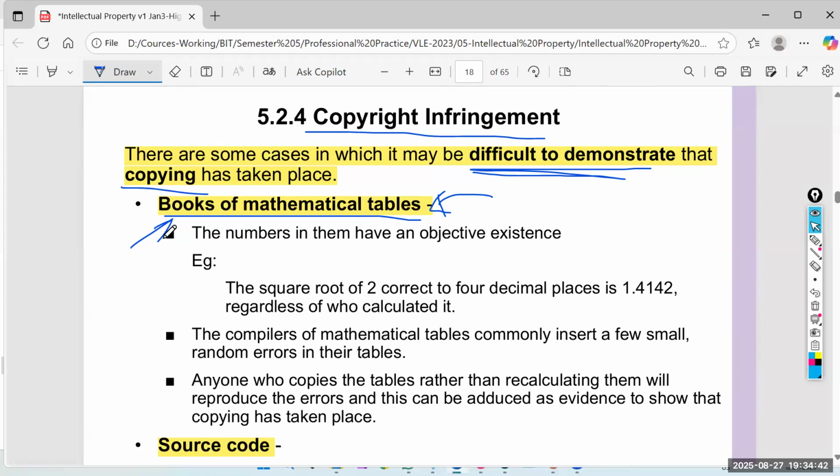Anyway, it's not directly related to IT. But maybe in your code also you can do something like that. Some specific patterns of code can be included so that you can prove that it is not common code, and that this person or this organization has specifically copied from our code.